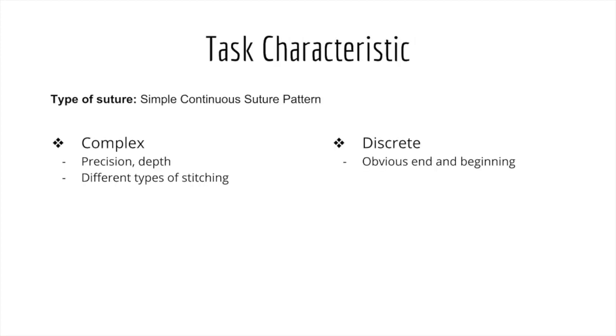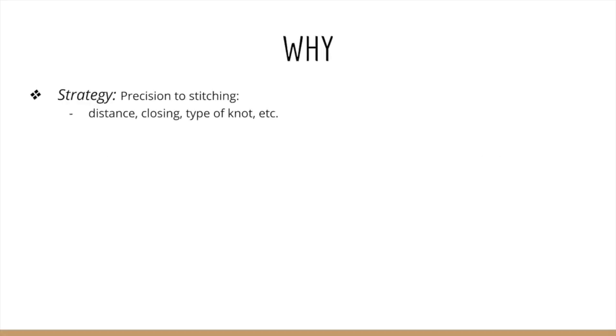The task characteristics are complex because she needs to know the precise depth of needle insertion and the different types of stitching for different cuts, and it's discrete because there is an obvious beginning and end to the procedure. The why is strategy because there is a precision to stitching, such as distance between each stitch, closing the stitches, and different types of knots.